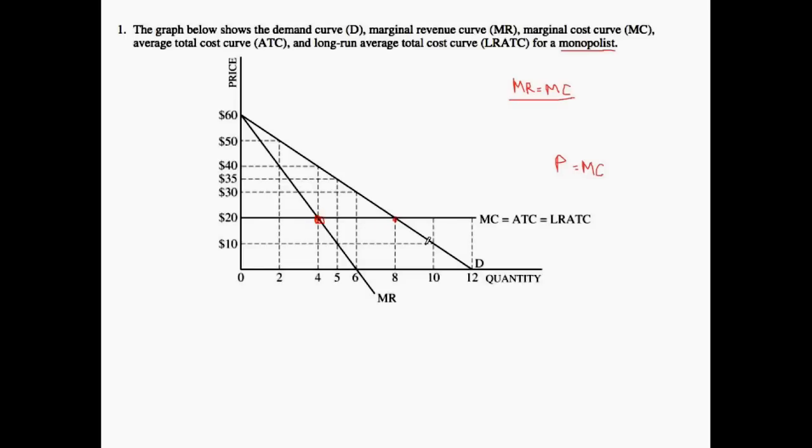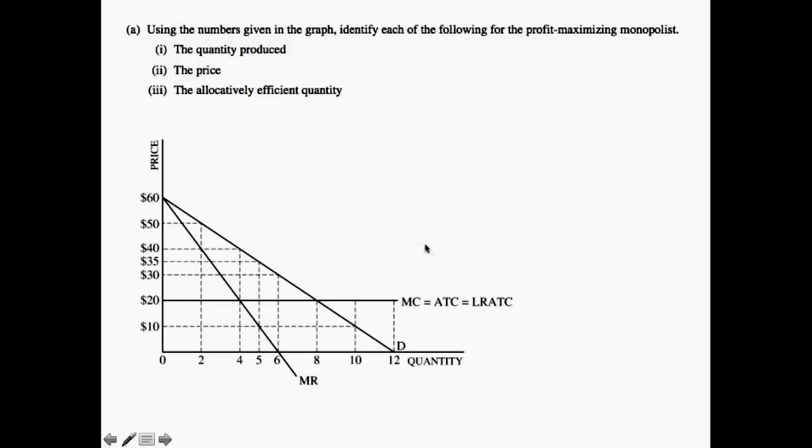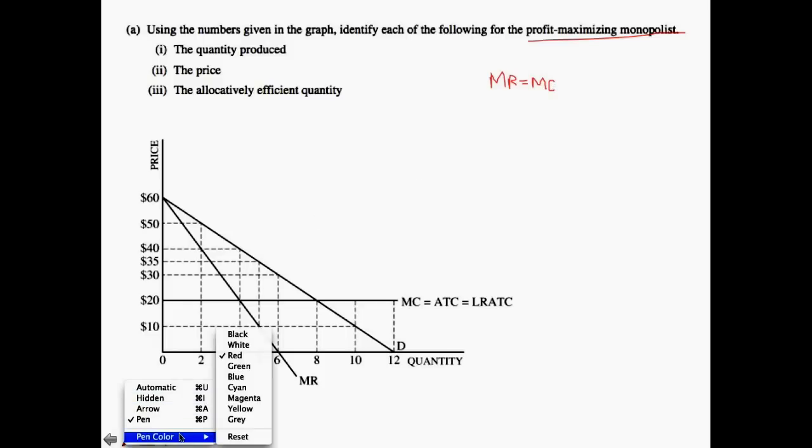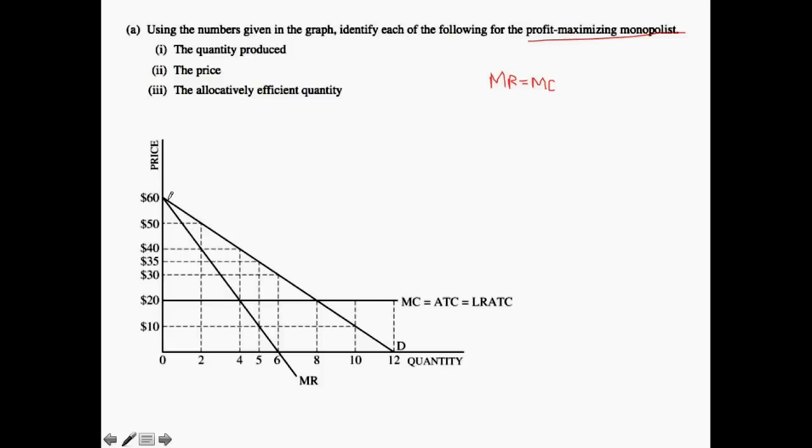Let's go ahead and solve part A. So moving on to part A, it's asking you, using the numbers given in the graph, identify each of the following for the profit maximizing monopolist. So as we mentioned before, marginal revenue equals marginal costs. And as we work through this question, I'm going to highlight the different respective lines that we should be looking at.